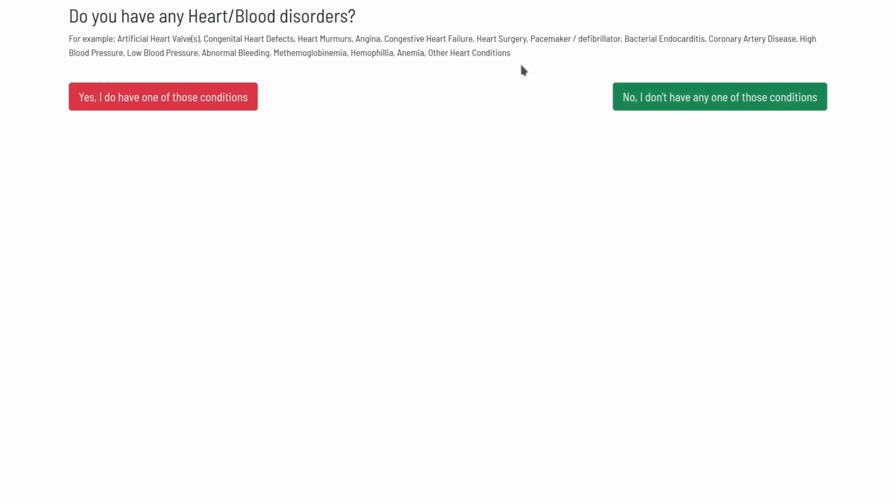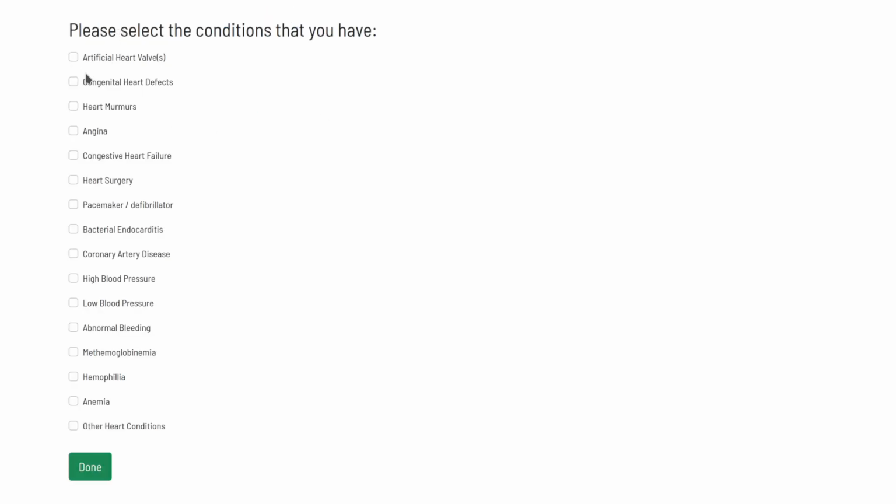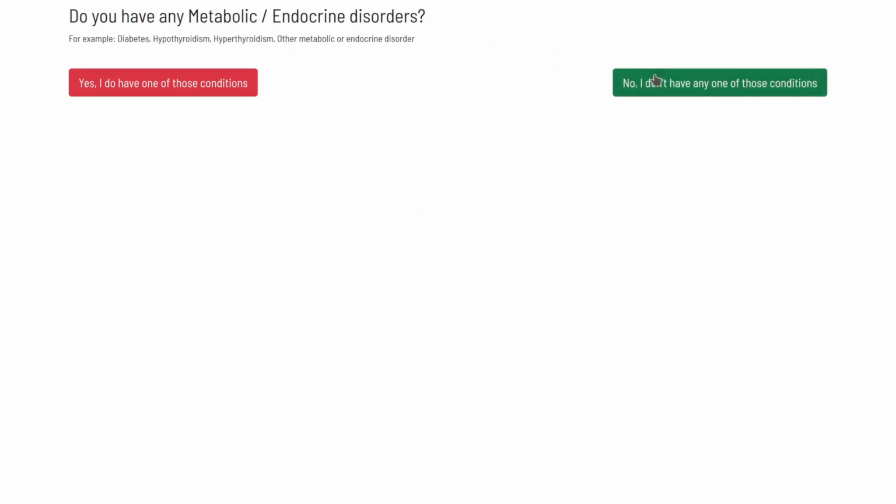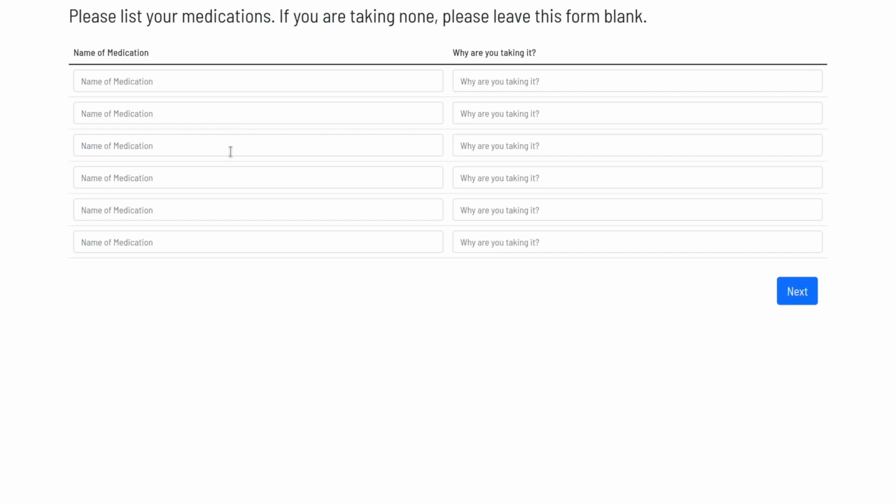So this is more or less a review of systems like you normally see doctors do. So do you have any heart or blood disorders? You could say yes, it has all of the listed ones, or you could just say other. So I could just say heart murmurs. But if you say no, it goes straight to the next system. That way it doesn't take too long for a patient to go through basically every disease, but it also is fast for patients who don't have that much going on in their medical history.